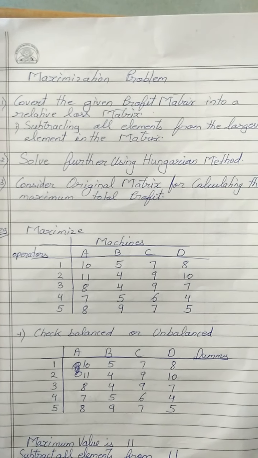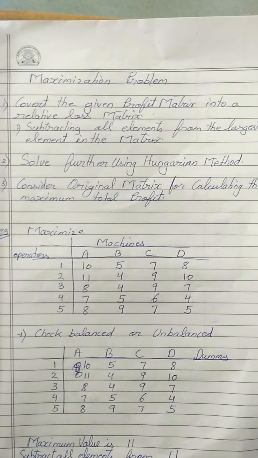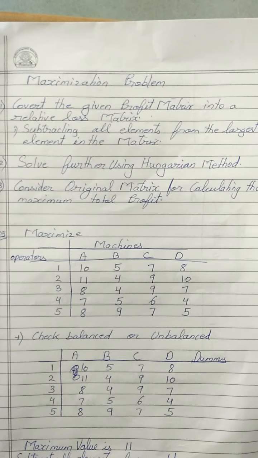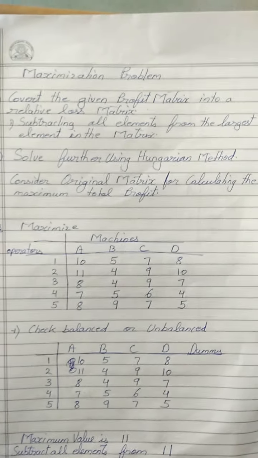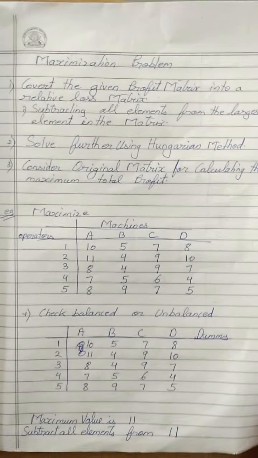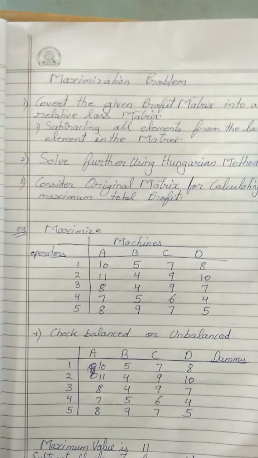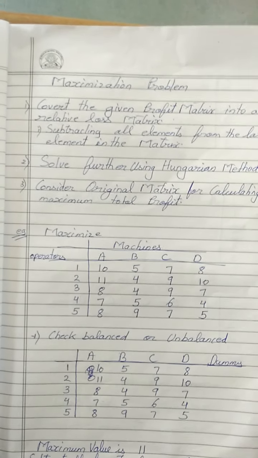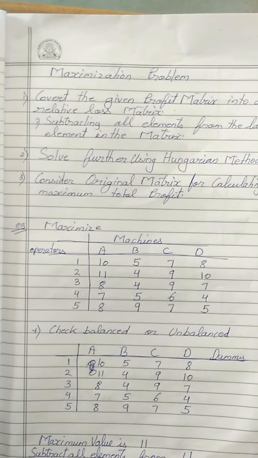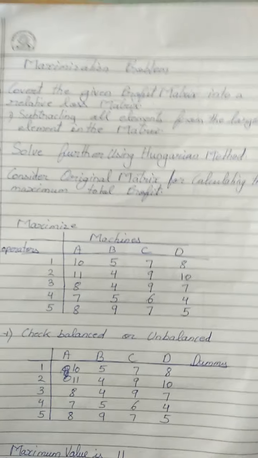Earlier we have studied the Hungarian method for the assignment problem. We have studied two variations, that is the minimization problem and the unbalanced problem. Now we are going to study the third variation, that is called the maximization problem. The first step in a maximization problem looks similar. First, check whether it is balanced or not. If not, then add a dummy row or a dummy column.